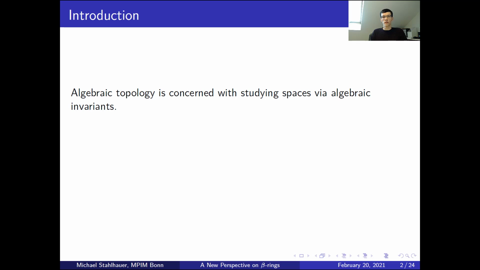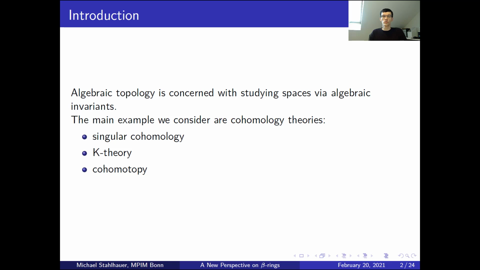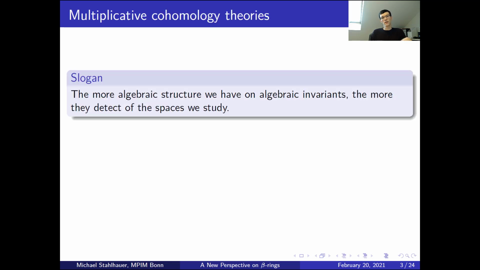My motivation in studying power operations comes from algebraic topology, and in algebraic topology we study spaces using algebraic invariants, and one of the main tools we have here are cohomology theories. And maybe the most used cohomology theories are singular cohomology, K-theory, and also stable cohomotopy. A slogan which is often useful when working in algebraic topology is that the more algebraic structure we can put on our invariants, the more we can detect on the spaces we study.